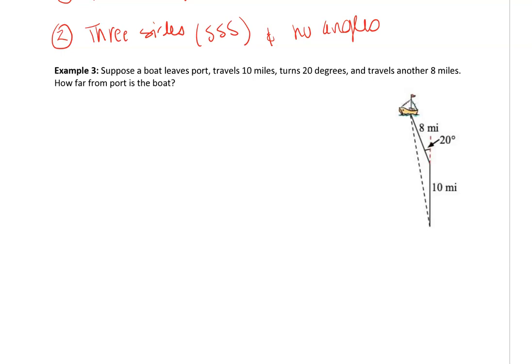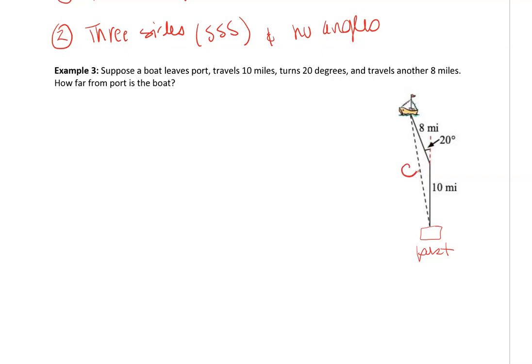And so it says a boat leaves a port and travels 10 miles. So this is where the port is here. And then it says it turns 20 degrees. So this is where we have that slight turn of 20 degrees and then travels another 8 miles. How far from the port is the boat? Well, when the boat returns, it's not going to go 8 miles and make another little slight turn and come back. It'll just go straight back. And so that's what we're looking for. We're looking for this side, and let's just call this side C. That's the side we're looking for.